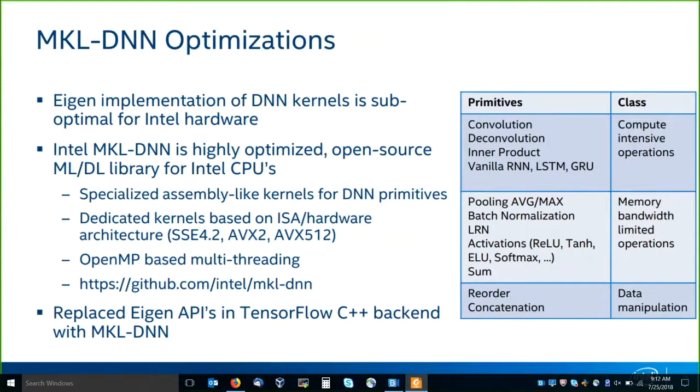So people can see what the APIs look like, what optimizations we have done, and things like that. The major difference is that the Eigen implementation of DNN primitives for Intel hardware is not optimal, and there are significant performance gains that can be realized by tuning it. We typically use MKL DNN to get these performance gains.